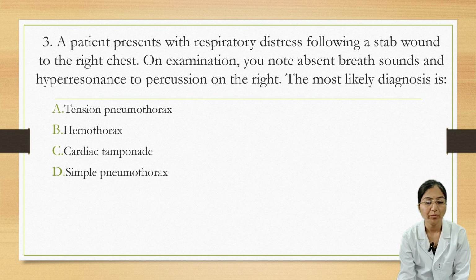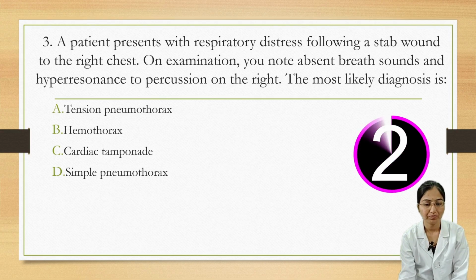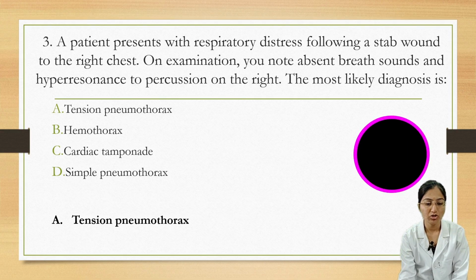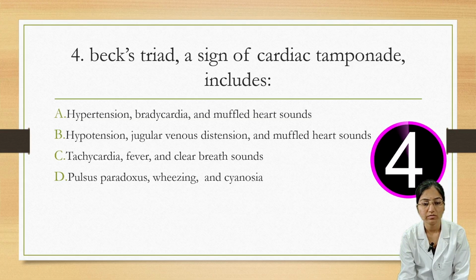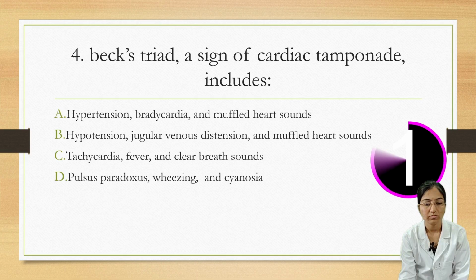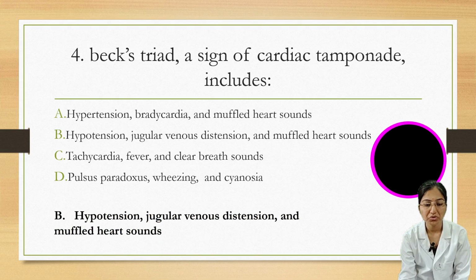Next question. A patient presents with respiratory distress following a stab wound to the right chest. On examination, you note absent breath sounds and hyperresonance to percussion on the right. The most likely diagnosis is tension pneumothorax. Beck's triad, a sign of cardiac tamponade, includes hypotension, jugular venous distension, and then muffled heart sounds.